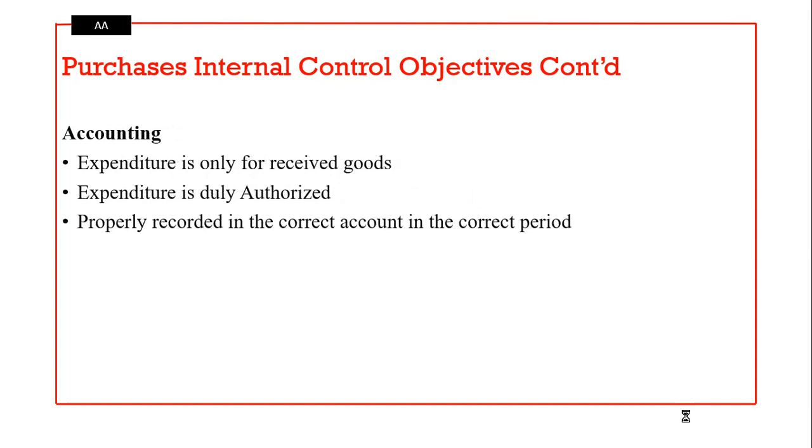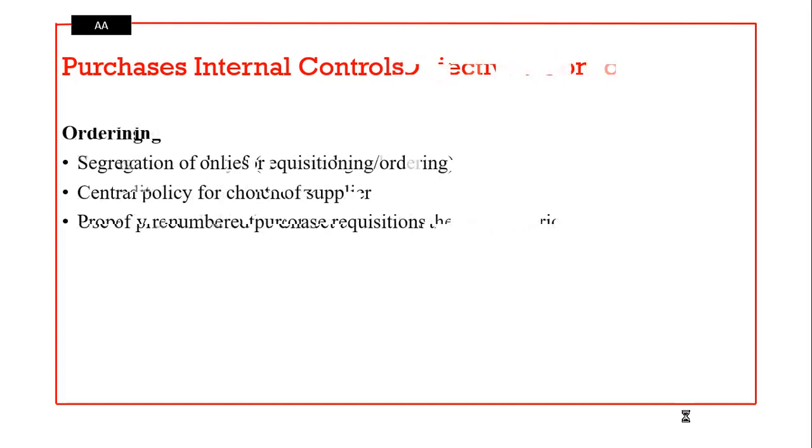Under accounting, again, we should ensure that expenditure is only for received goods. This is what the controls are trying to achieve. Under purchases, expenditure should be duly authorized, and this expenditure should be properly recorded in the correct account in the correct accounting periods.